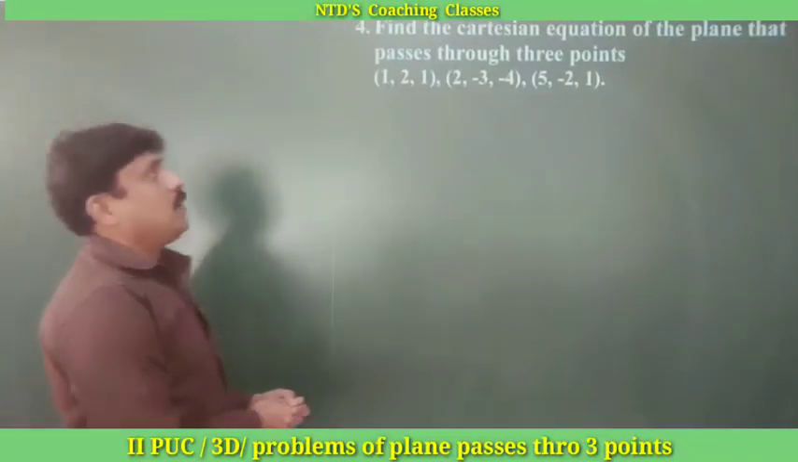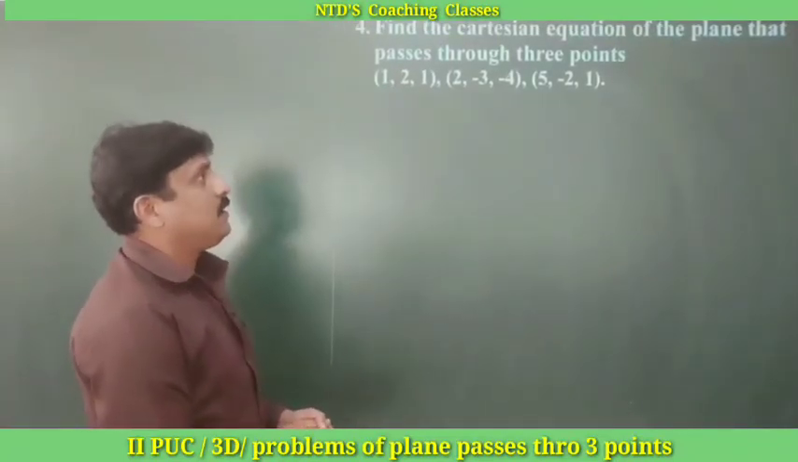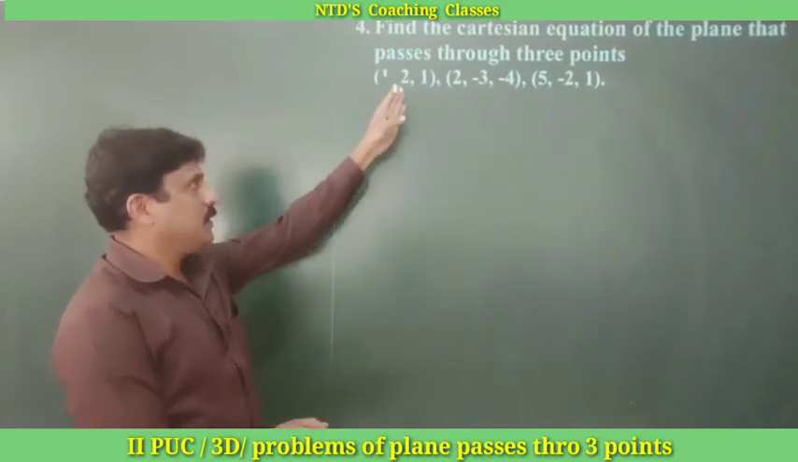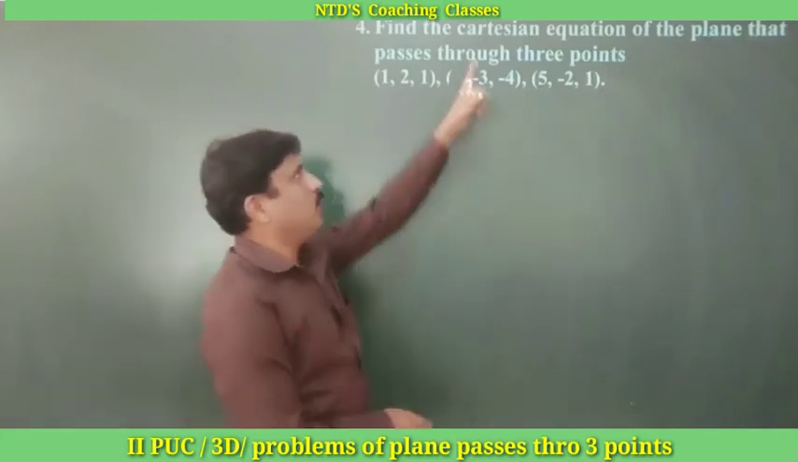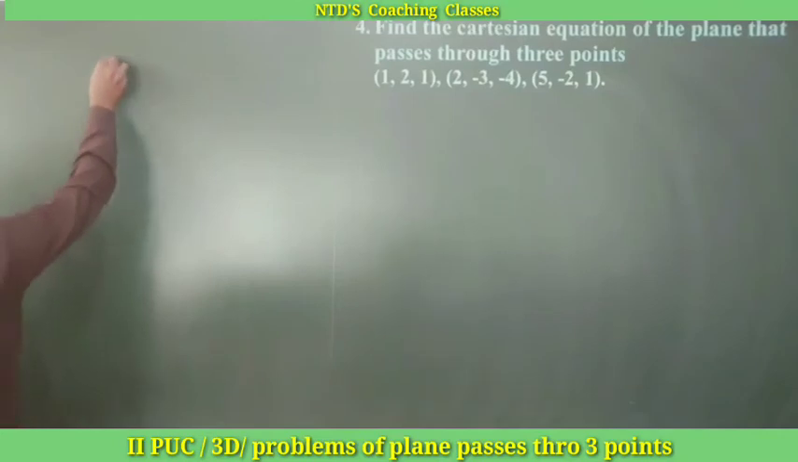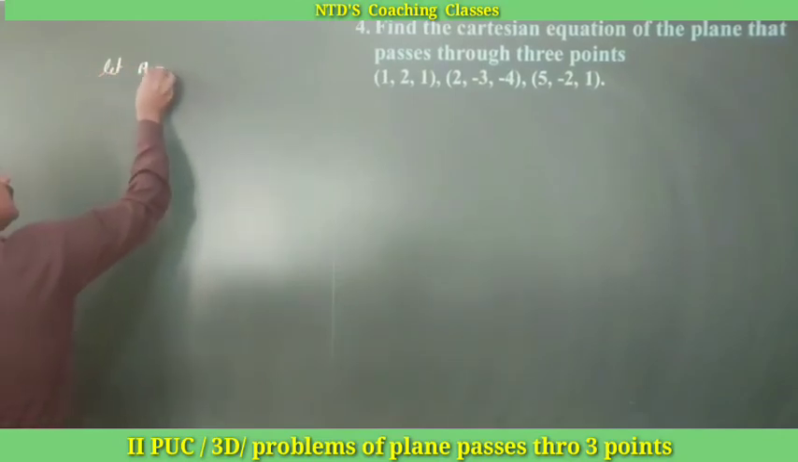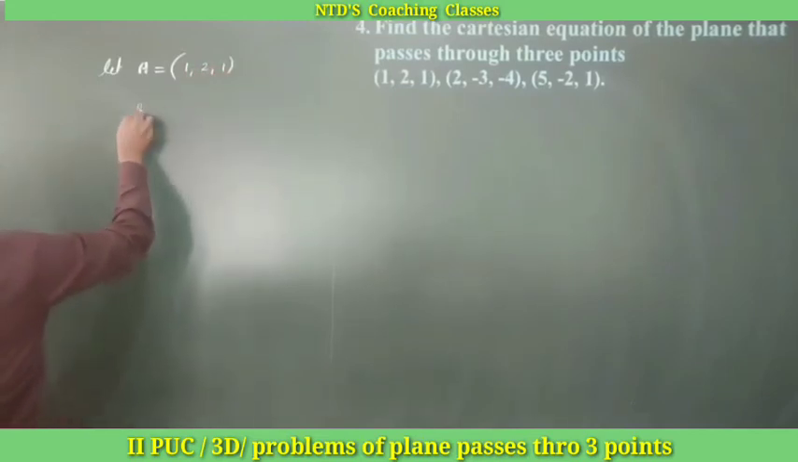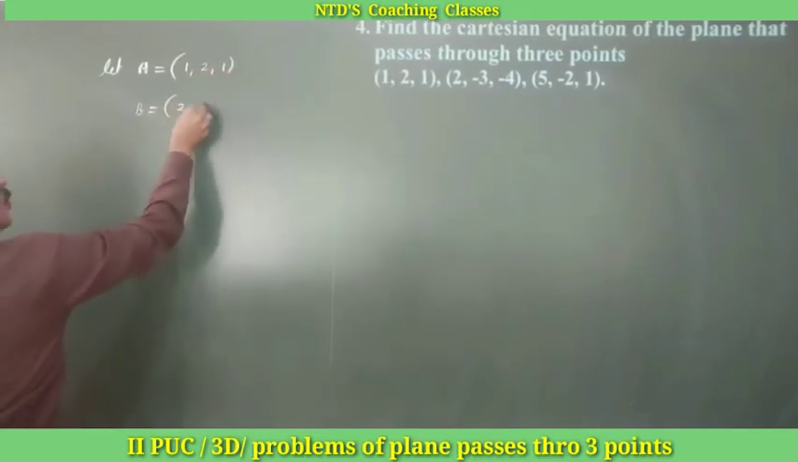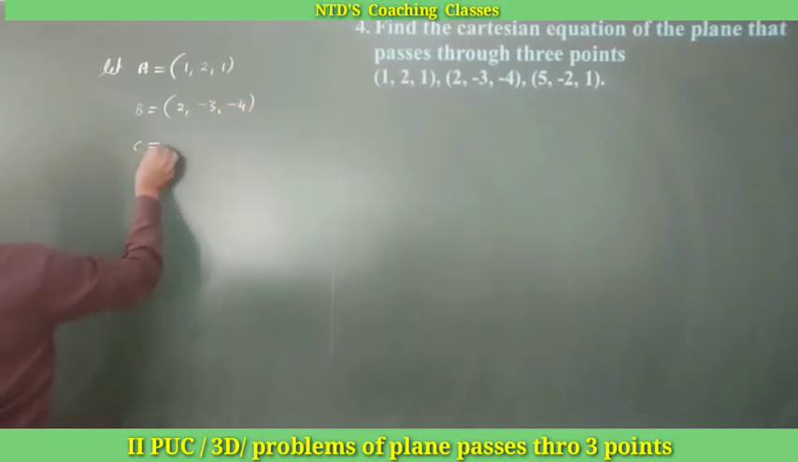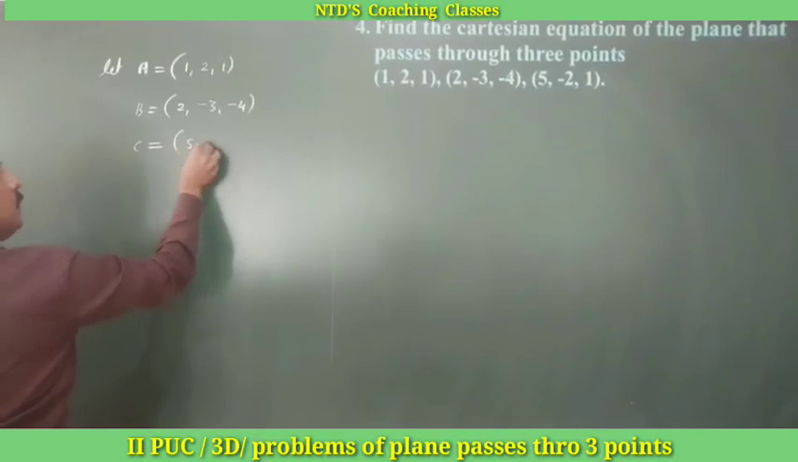Next, question number 4. Find the Cartesian equation of plane that passes through 3 points. We require only Cartesian, right? So call the first point A equals 1, 2, 1. Second point B, that is 2, -3, -4. Third point, call it C, that is 5, -2, 1.